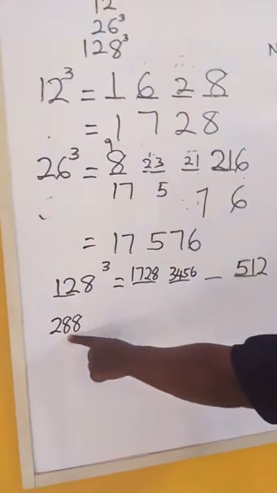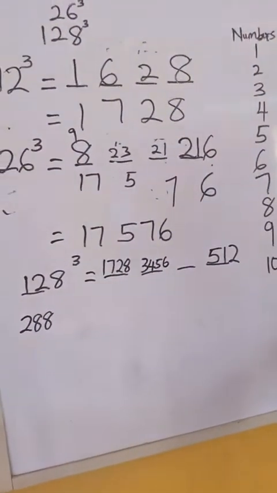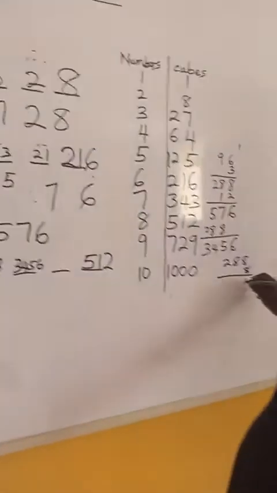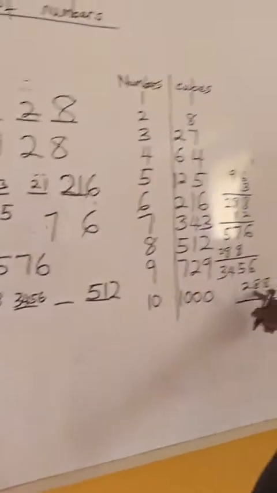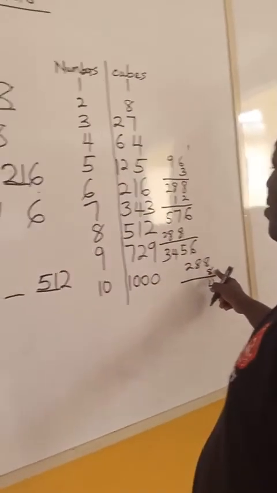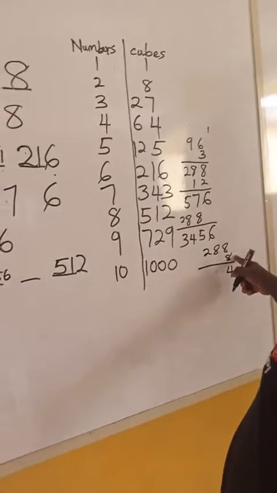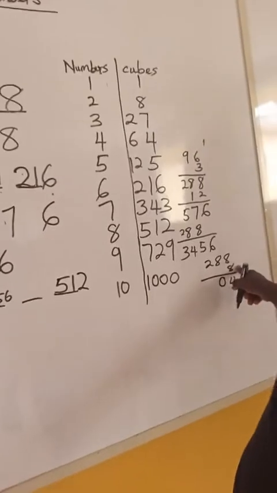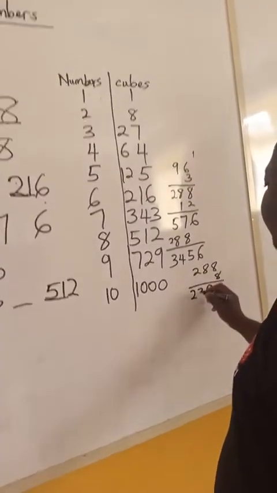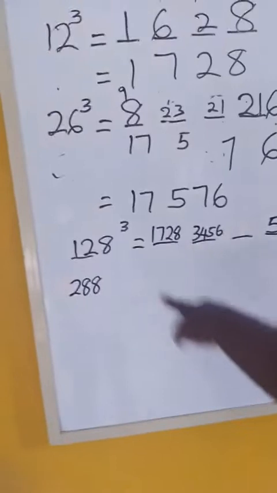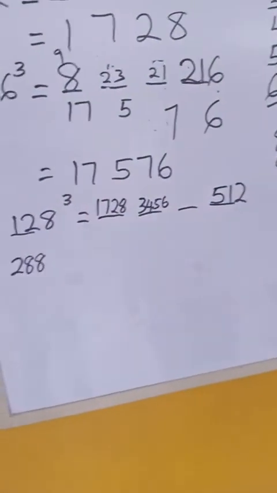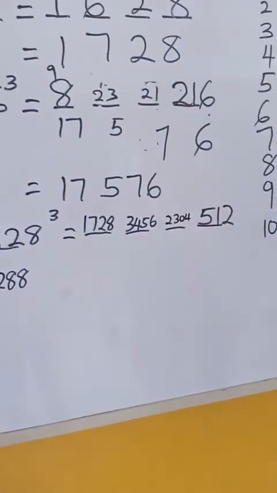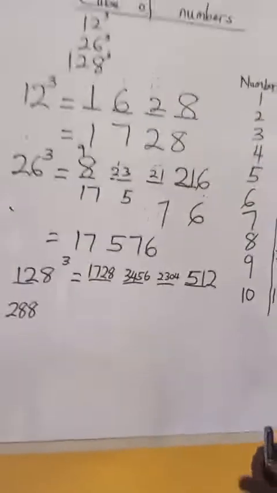Then 288 times 8. 8 times 8, 64. We are writing 4, we are keeping 6. 8 times 8, 64. 64 plus 6, that is 70. 0 remainder 7. 2 times 8, 16 plus 7, 23. So 288 times 8 is 2,304. Now let's combine the final answer.